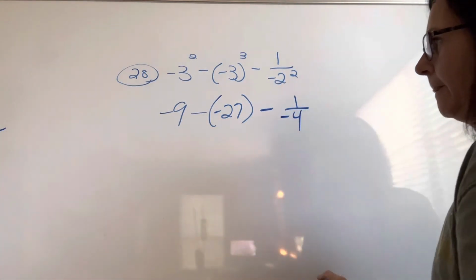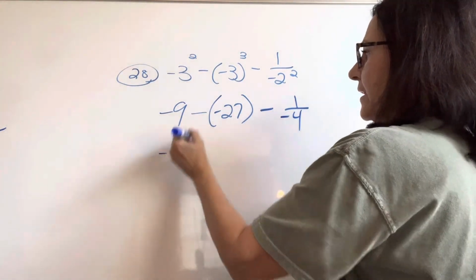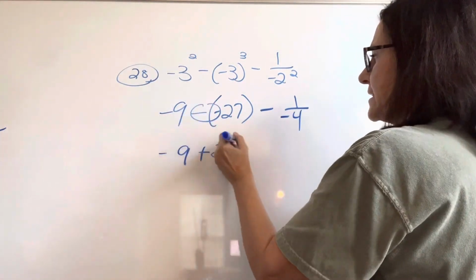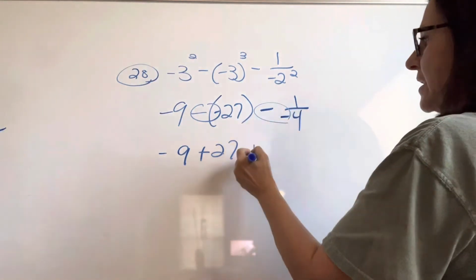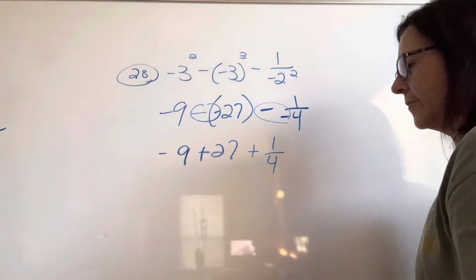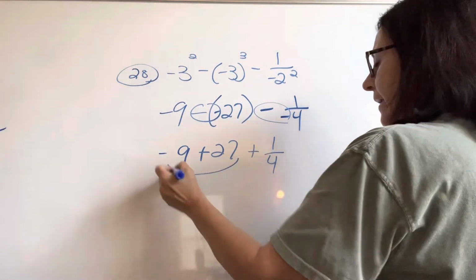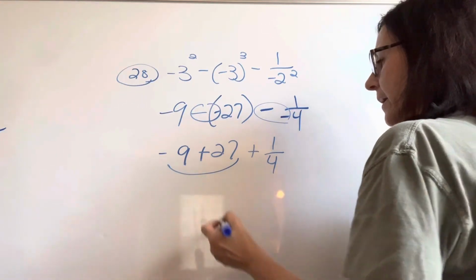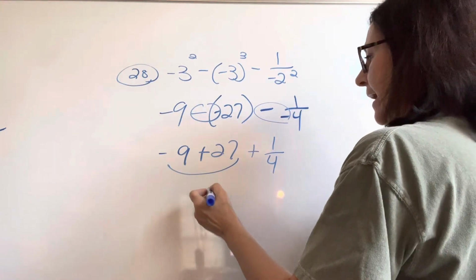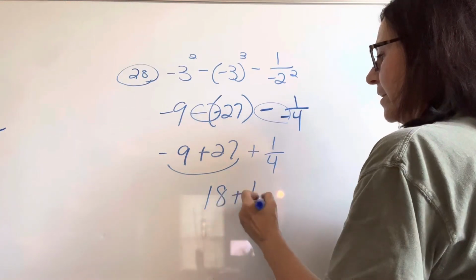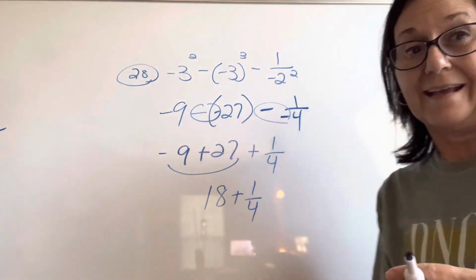All right, so it's negative 9. I have 2 negatives plus 27. I have 2 negatives plus 1/4. Combining these terms, it is 18 plus 1/4, and you can write that as an improper fraction.